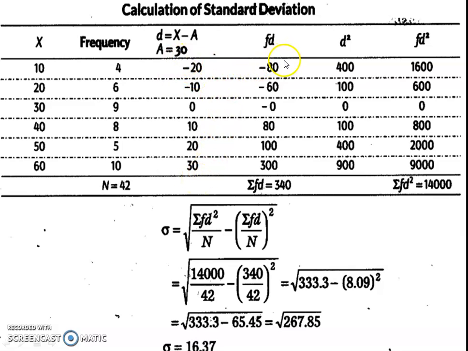We need f into d. 4 into minus 20 is minus 80, 6 into minus 10 is minus 60, 9 into 0 is 0, 8 into 10 is 80, 5 into 20 is 100, 10 into 30 is 300. We need the total of this column for the formula. Now d square: 20 square is 400, 10 square is 100, 0 square is 0, 10 square is 100, 20 square is 400, 30 square is 900. Now f into d square.